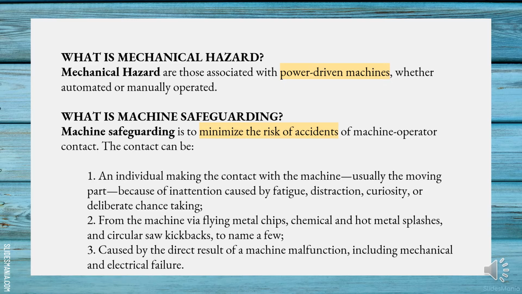The contact can be an individual making the contact with the machine because of inattention caused by fatigue, distraction, curiosity, or deliberate chance-taking, or from the machine via flying metal chips, chemical and hot metal splash, and circular saw kickbacks, to name a few, caused by the direct result of machine malfunction, including mechanical and electrical failure.